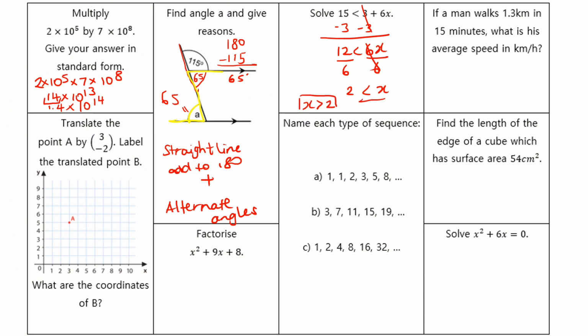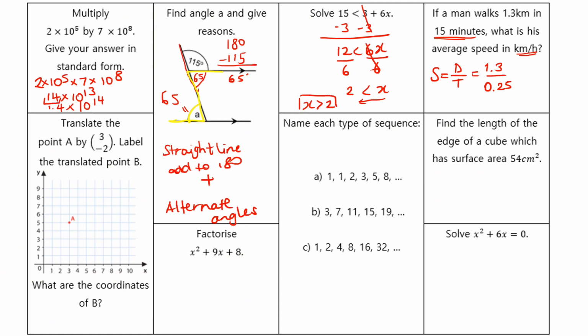Okay. If a man walks 1.3 kilometers in 15 minutes, what is his average speed in kilometers per hour? This is really important because they've given us minutes, but they're asking for hours. So we should remember from your science lessons as well that distance over time is going to give you speed. The distance is in the same unit as what we should be working out, which is going to be 1.3. Divided by time, which is 15 minutes. In hours, that is a quarter of an hour. And a quarter is 0.25. Okay?